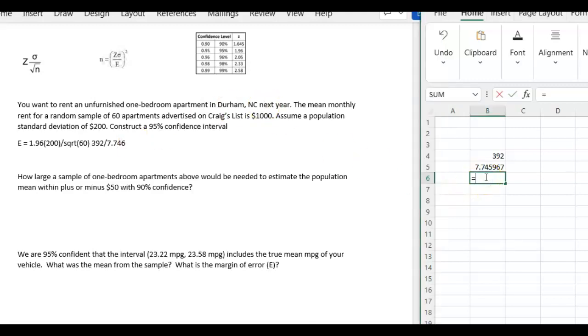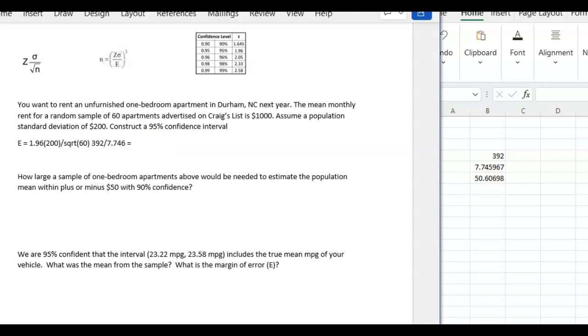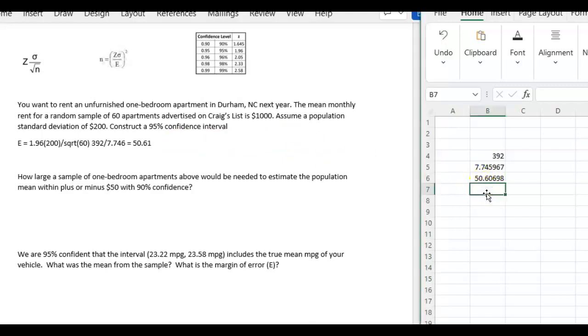And that's going to be equal to 392 divided by, and I'll just use the whole thing here, and that gives me 50.61. So that is my margin of error, 50.61. Meaning I know that $1,000 plus and minus 50.61 is going to be the price for the population for a one-bedroom apartment 95% of the time. I just wanted to show you too, this is also in the PowerPoint.